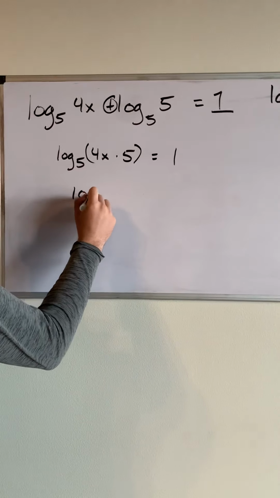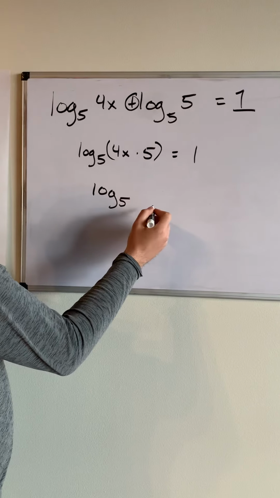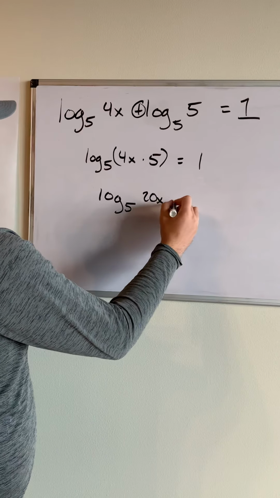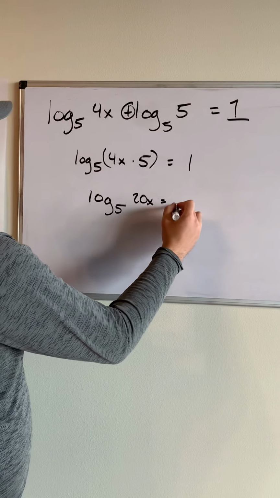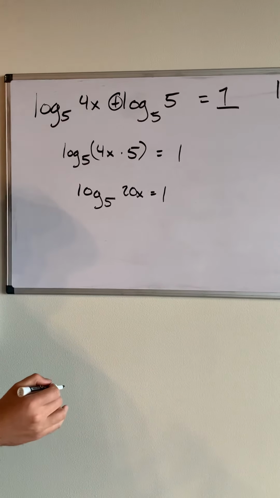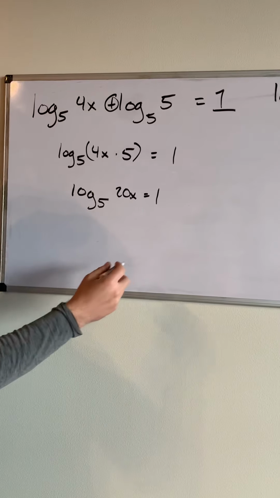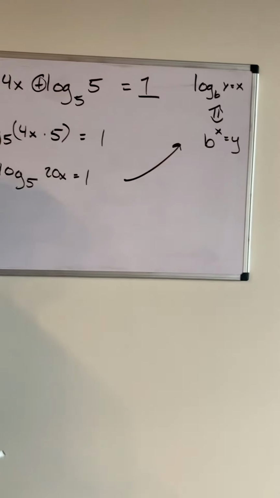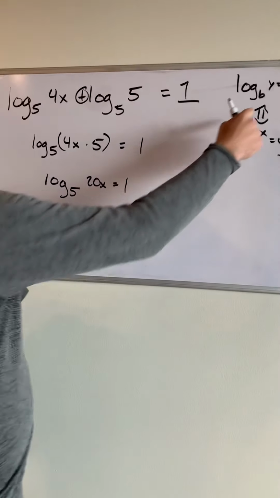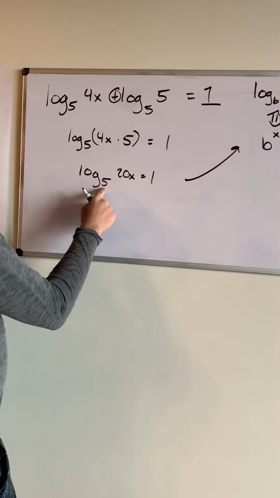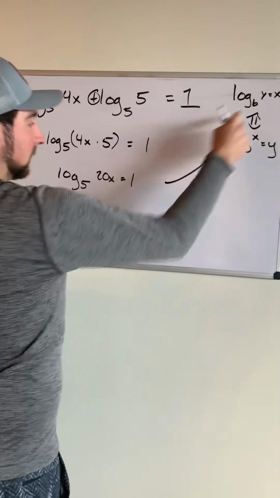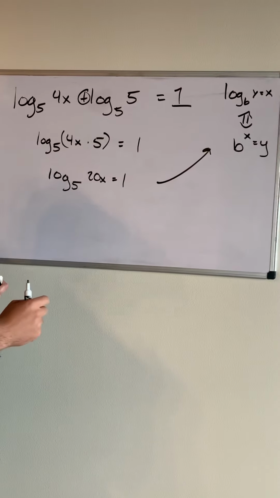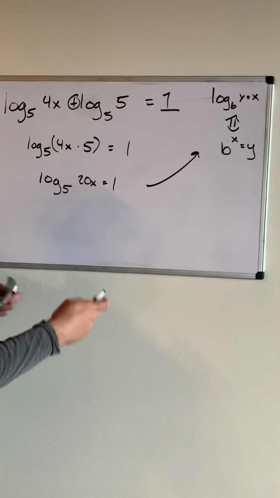So now I have log base 5, 20x equals 1. Cool. Now here's where this guy comes in. So I'm going to convert my base. My b is 5, my x is 1, and my y is 20x. And we can solve for x now.